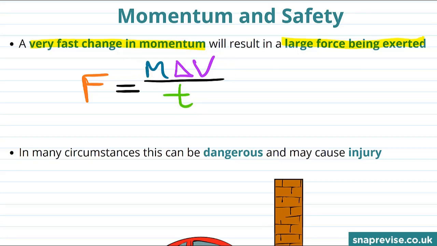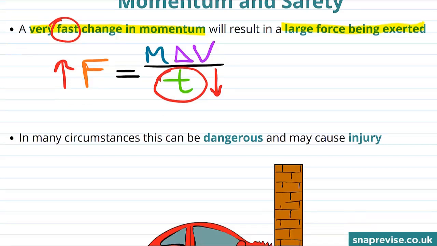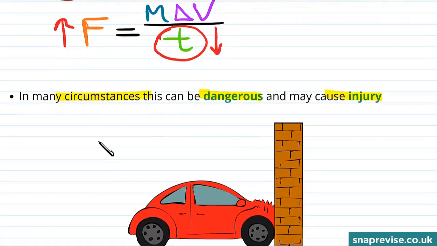Now, if we fix this change in momentum, then a very fast change is going to mean the change takes a very small time. But when we decrease the time taken, we increase the force, because this equation tells us that the force is inversely proportional to the time. In many circumstances, having such a large force act on something can be dangerous and can cause injury.